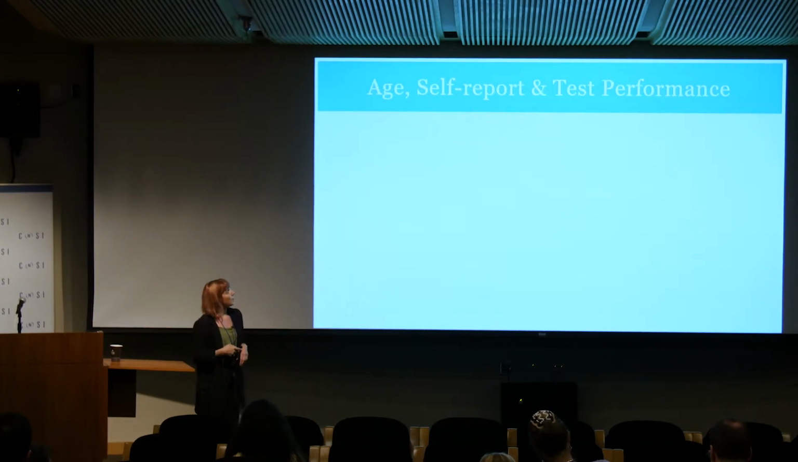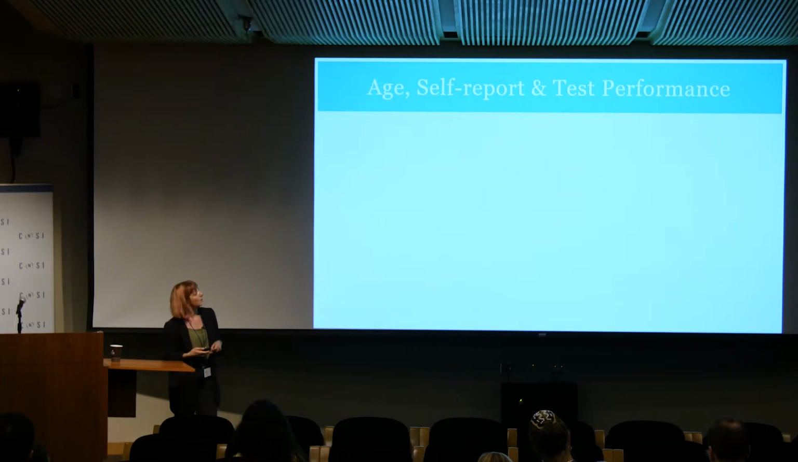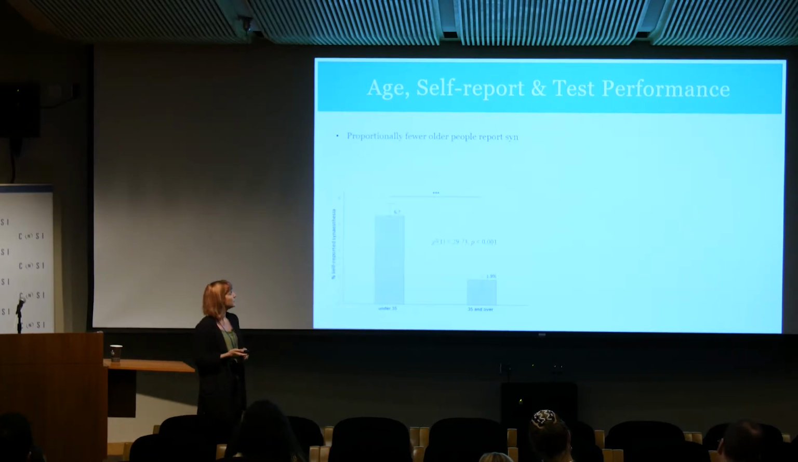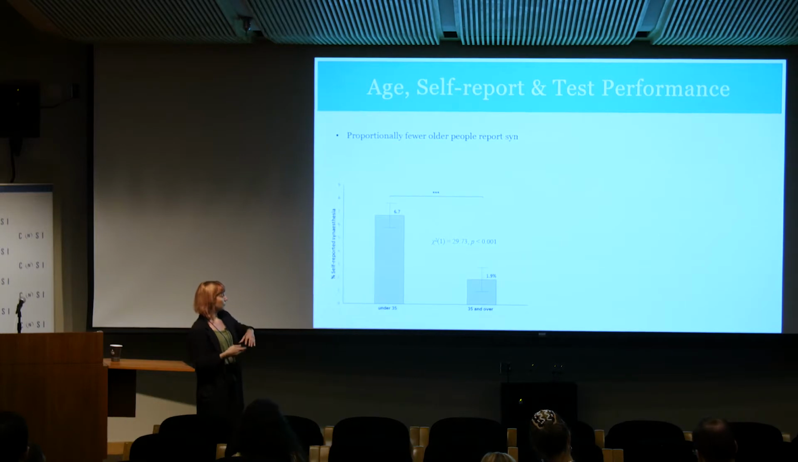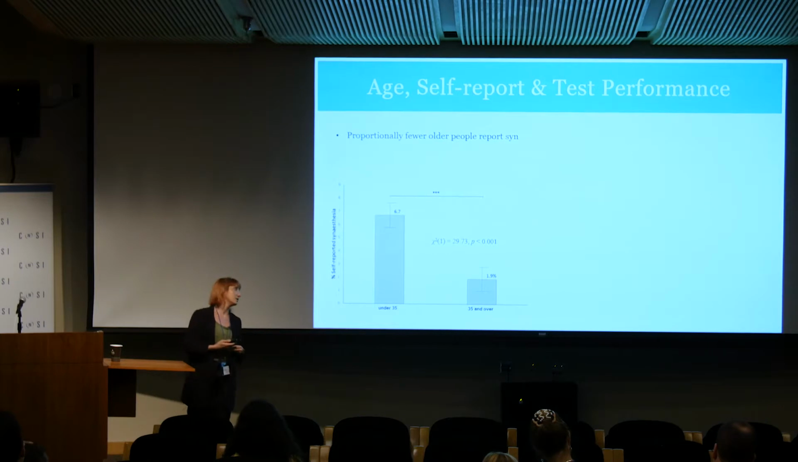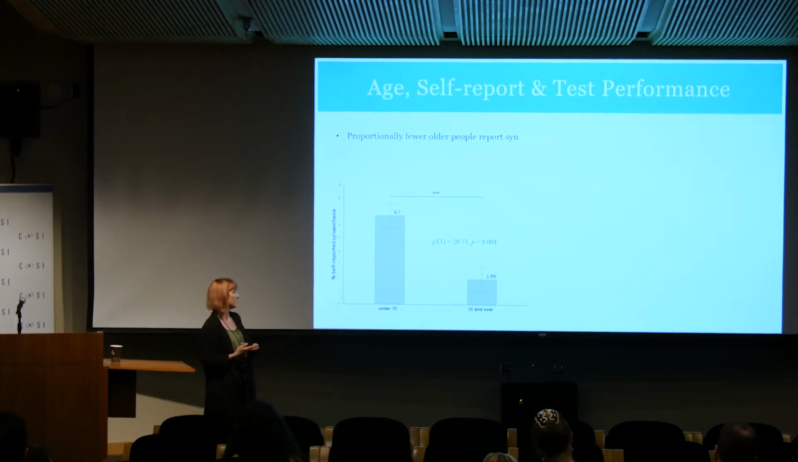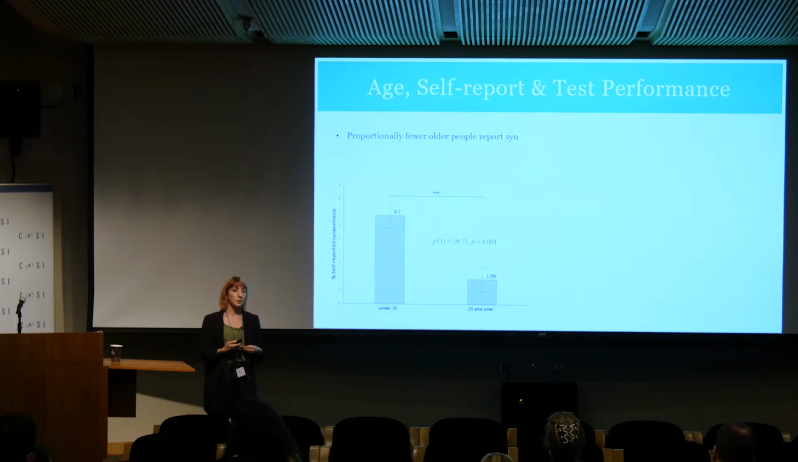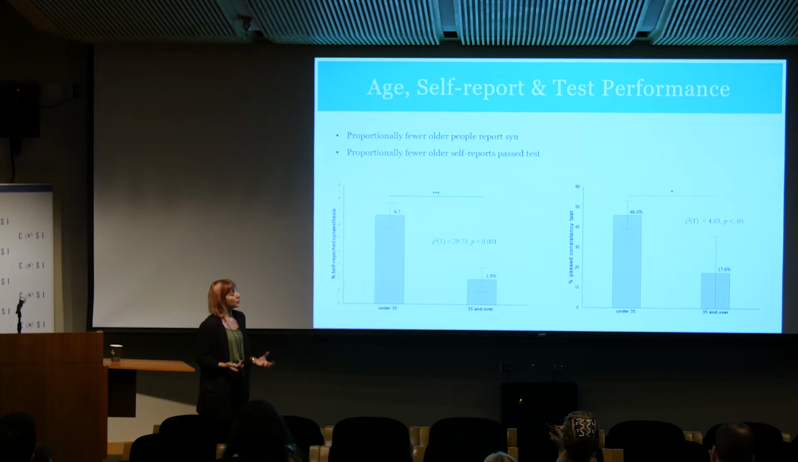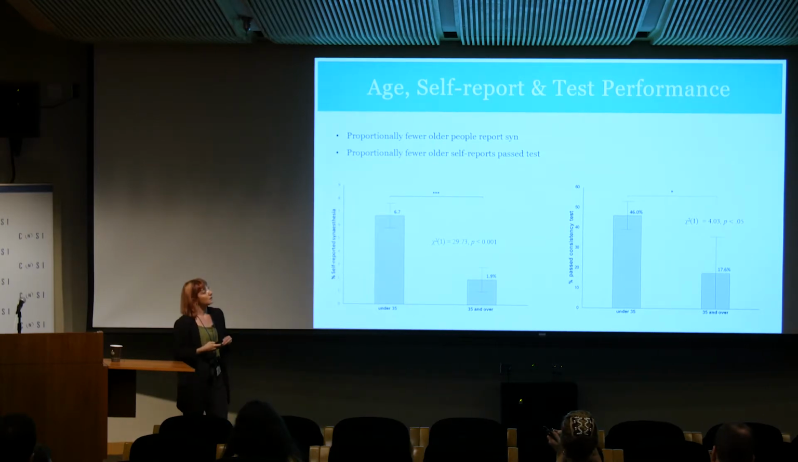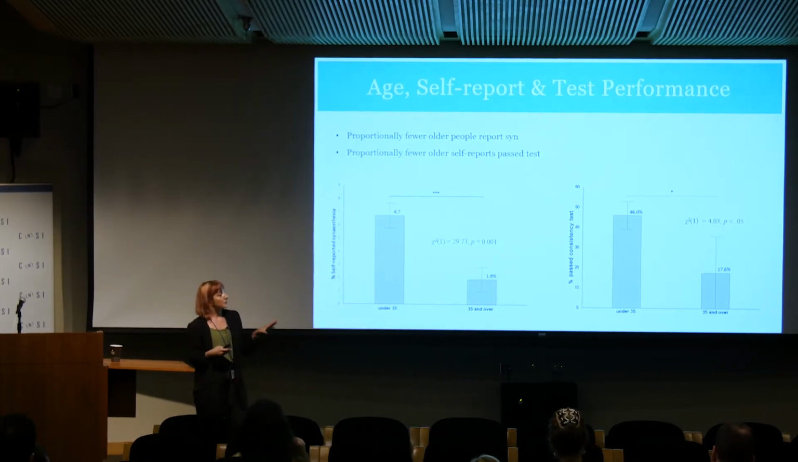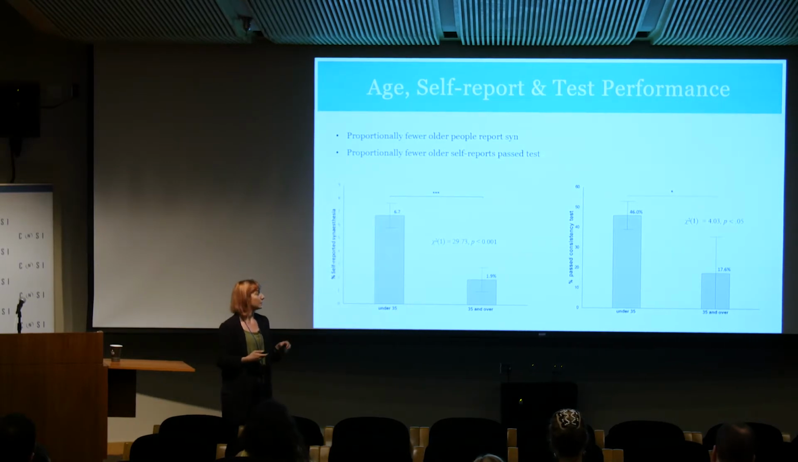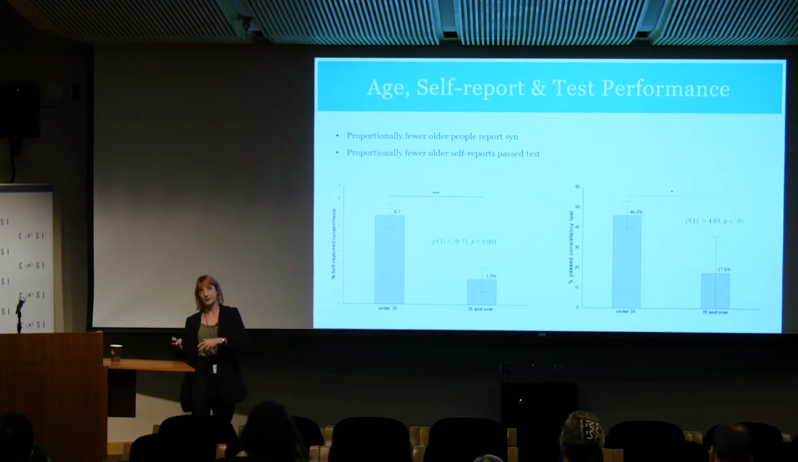We then wanted to look at age and self-report, so basically prevalence and test performance. We found that when looking within the people that were under 35, 6.7% of them said that they experienced colors as a result of seeing letters. Only 1.9% of people over 35 said that they did. When looking within the people that said that they had synesthesia, 46% of under 35s passed the objective test, whereas only 17.6% of over 35s who said they had synesthesia passed the test.